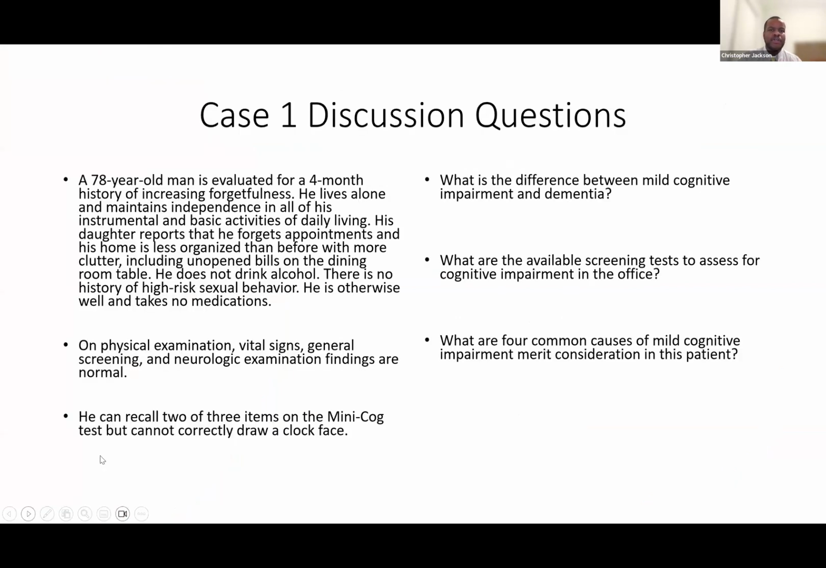And so the questions that I want us to think about right now are: what is the difference between mild cognitive impairment and dementia? What screening tests can we use for cognitive impairment? And what are the 4 common causes of MCI that merit consideration in this patient? I'm going to stop right here for a second and see if I can invite a little bit of discussion in the chat. Unmute yourself. Mild cognitive impairment, dementia. What's the difference? How do we tease between the two? Or is it just one and the same?